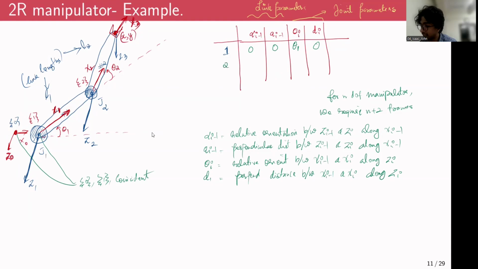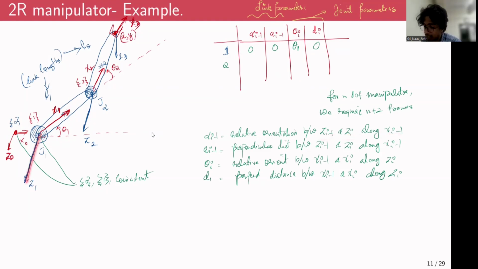And now we move on to the second case, which is the mapping between frame 1 and frame 2. Similarly, you can fill in the mapping between frames 1 and 2, and frames 2 and 3. We'll do it quickly. In frame 1, the Z1 axis is out of plane. In frame 2, the Z2 axis is also out of plane. So the first parameter, the link twist, which is the relative orientation between Zi minus 1 and Zi along Xi minus 1, what would that be?